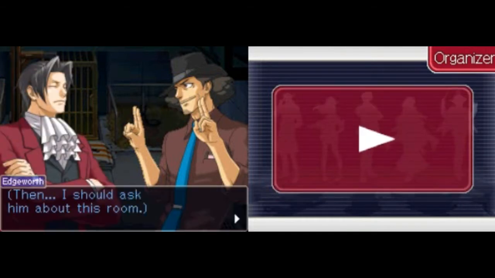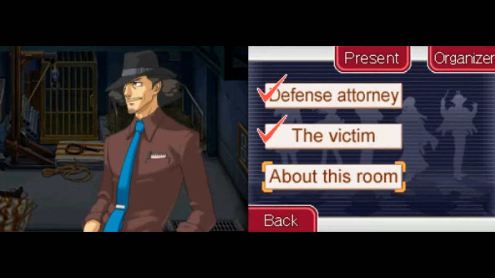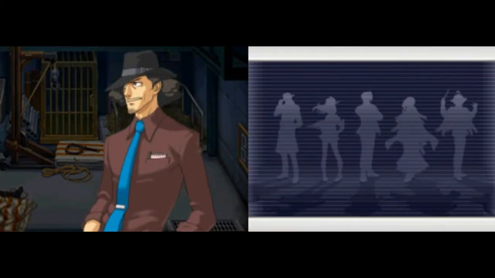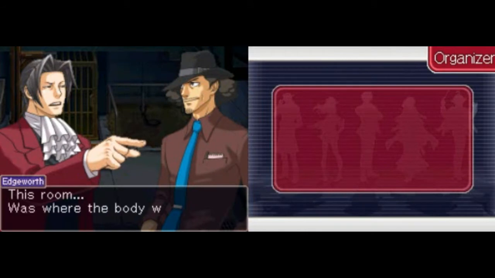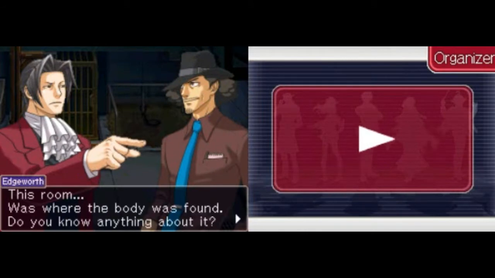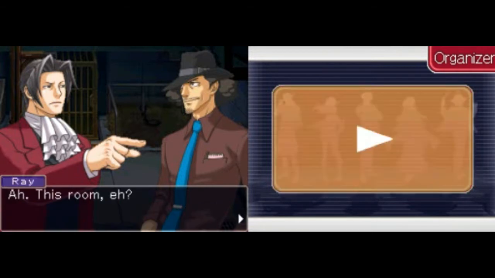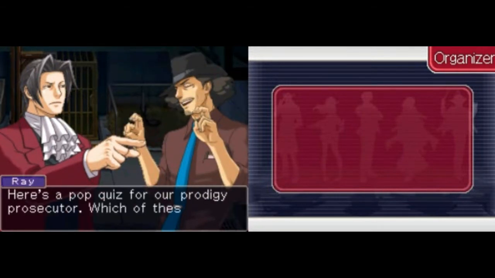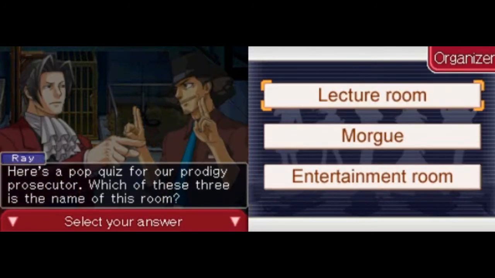Then I should ask him about this room. About this room. This room, where the body was found. Do you know anything about it? Ah, this room, eh? Here's a pop quiz for our prodigy prosecutor. Which of these three is the name of this room? I don't think it's any of these, but I'm just gonna go with entertainment room, I guess.